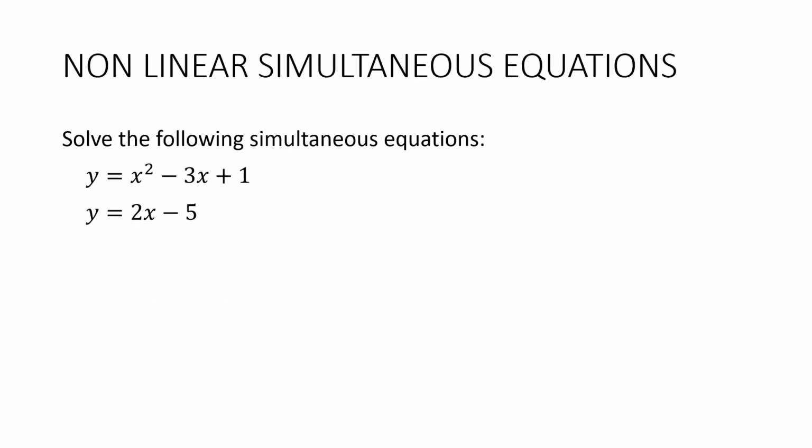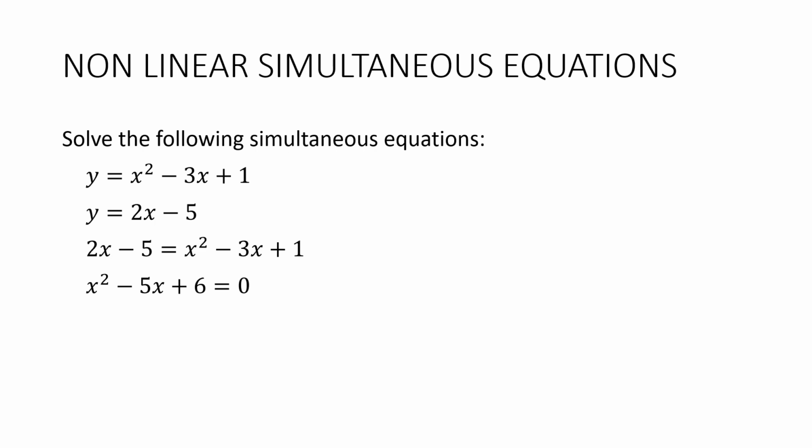Now let's look at some nonlinear simultaneous equations, and I'm going to use the substitution method. So in this case, I'm going to substitute 2x minus 5 for y. Now we can see that we're going to get a quadratic here, and we're probably going to get two solutions. So tidying this up by taking these two over the other side, I end up with x squared minus 5x plus 6 is equal to 0.